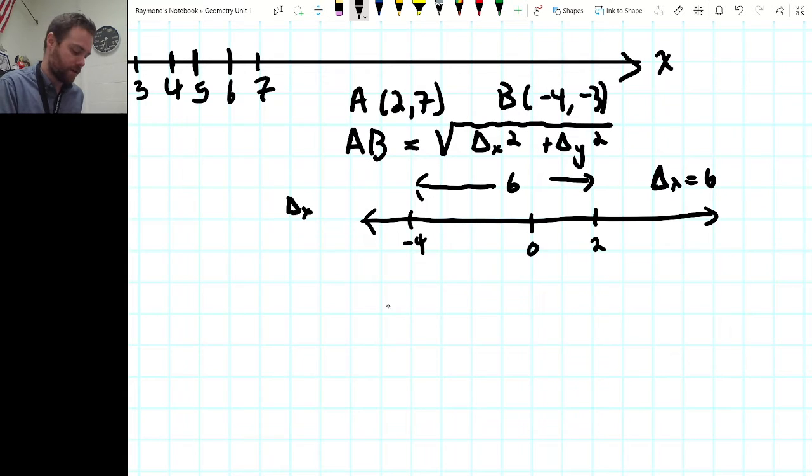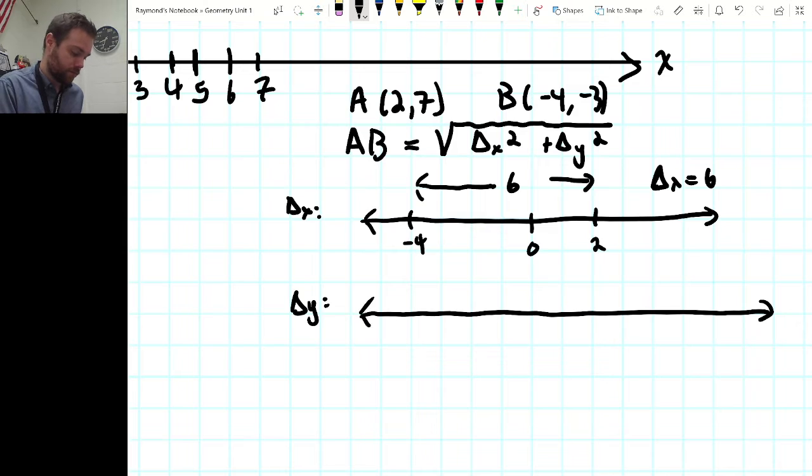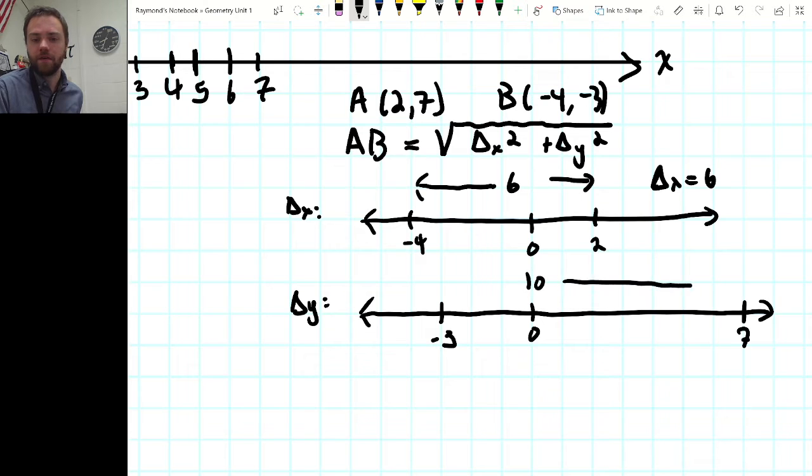And now we just have to find delta y. So I've got zeros here. The y component of the A coordinate is 7. So 1, 2, 3, 4, 5, 6, 7. And then the y component of the second coordinate is -3. So that's going to be right here. If you take a look here, the distance from 0 to 7 is 7. The distance from -3 to 0 is 3. So 3 plus 7 is 10. So delta y is equal to 10.